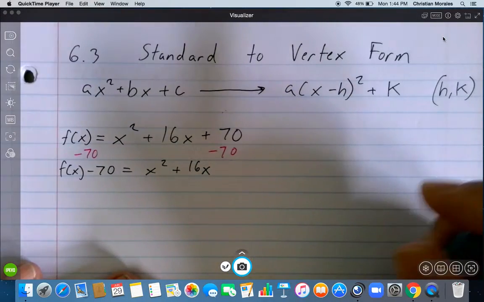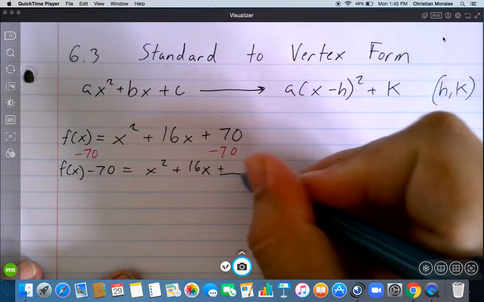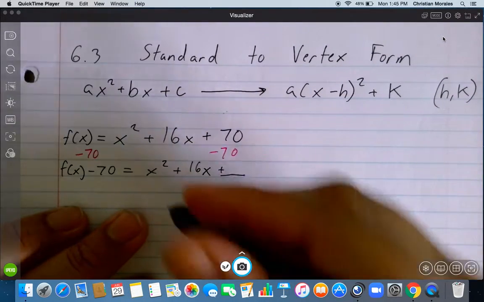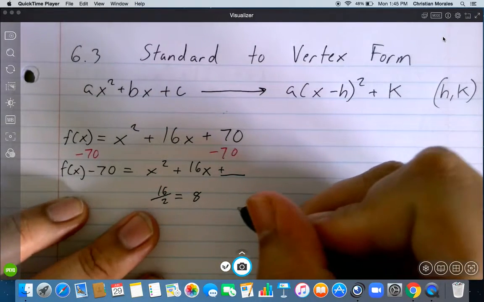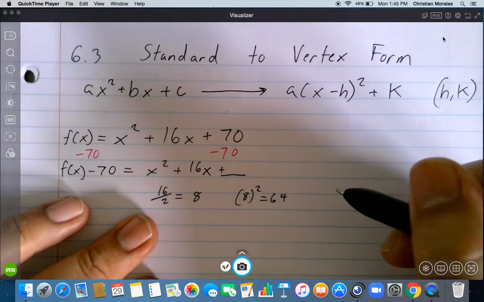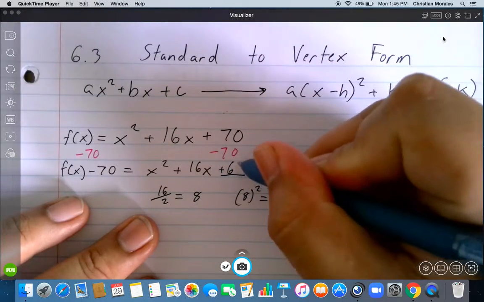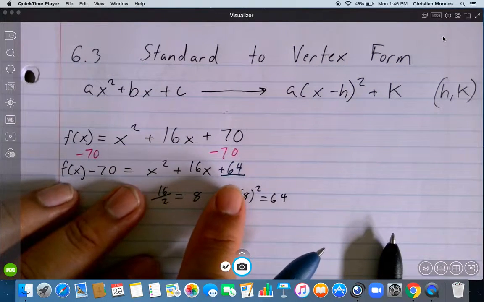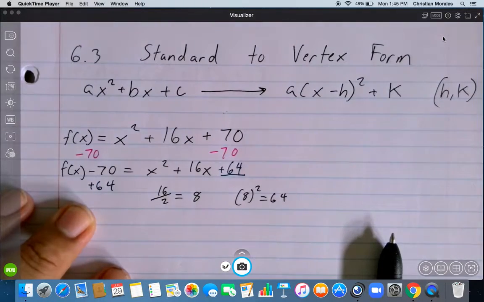Next, we need our new c. We need the term here that we just needed in the other ones. So we do the same thing we did before. You take that middle term, that b, split it in half, take that number and square it. That's your new c. So we are going to add 64 to make it a perfect square. Now remember, if you add something to one side, you have to add it to the other. So you're also going to add 64 over here.